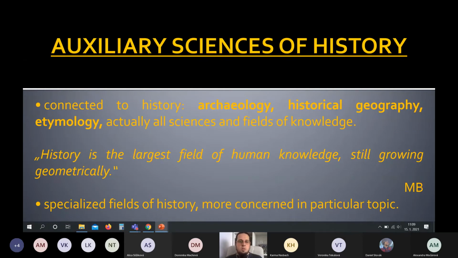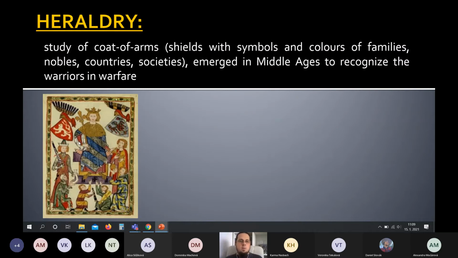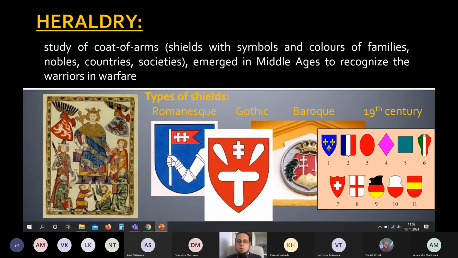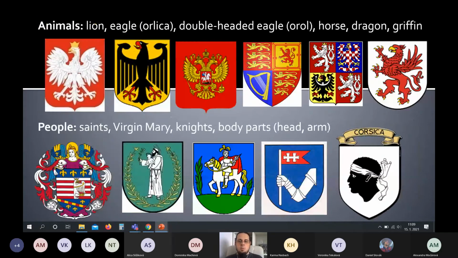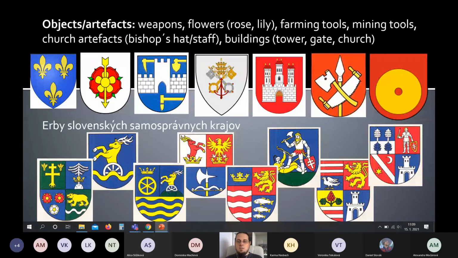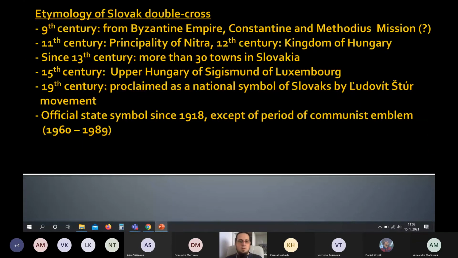So what are these auxiliary sciences of history, including archaeology, historical geography, etymology, for example, and so on. Yeah, we did talk about heraldry a lot. I'm not going to repeat it. Rule of tincture and heraldic symbols, symbolism, semantics and semantism, and those kinds of things.